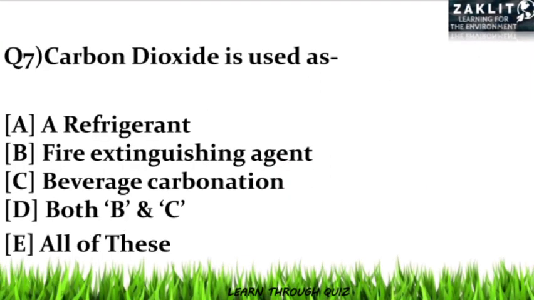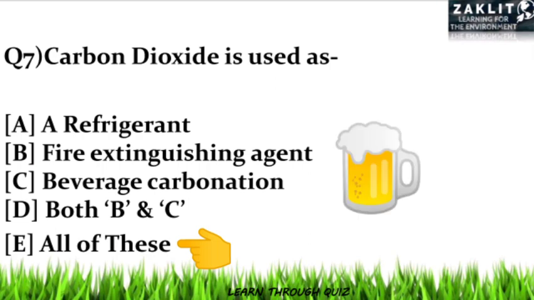The next question was, the carbon dioxide is used as what? And here all these three options were correct because all of this will be the correct option. It is used as a refrigerant. It is also used in fire extinguishing agents and in beverage carbonation, that is in cold drinks, and you have seen the fizz effect. So all of this will be the correct option.